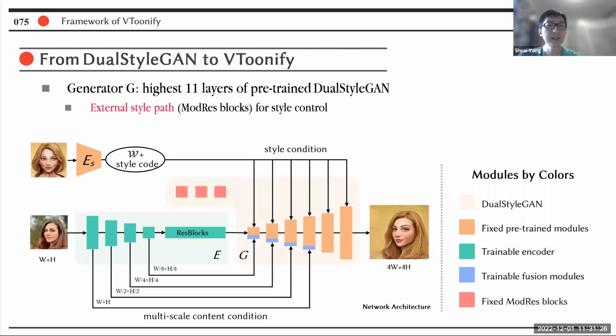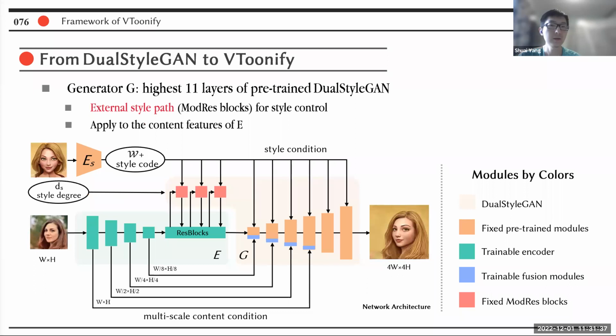With dual StyleGAN as the backbone, we have the pink extrinsic style path to accept the style condition from the style image. We just make the extrinsic style path interact with the content features of the rest blocks in the encoder. Besides, dual StyleGAN has one more parameter, style degree, as the condition.